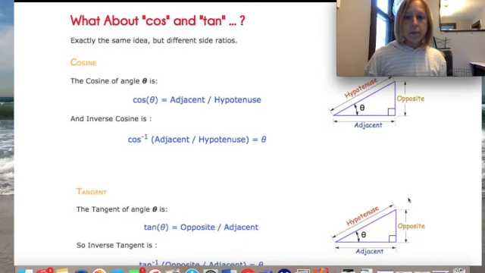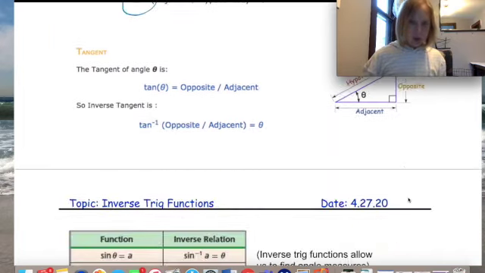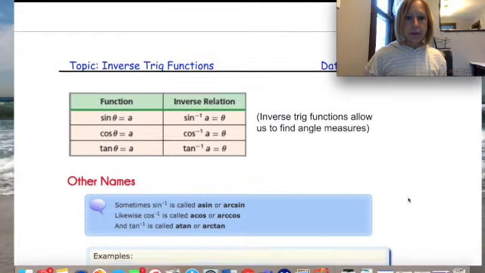Notice the symbols here. We have that -1 that denotes that we're working with an inverse. And it's important to take note that this is an inverse. This is not a reciprocal. So we're not working with cosecant, secant, cotangent. Those are simply reciprocals of the ratios. We're working with the inverse. We're putting in a ratio and getting out an angle.